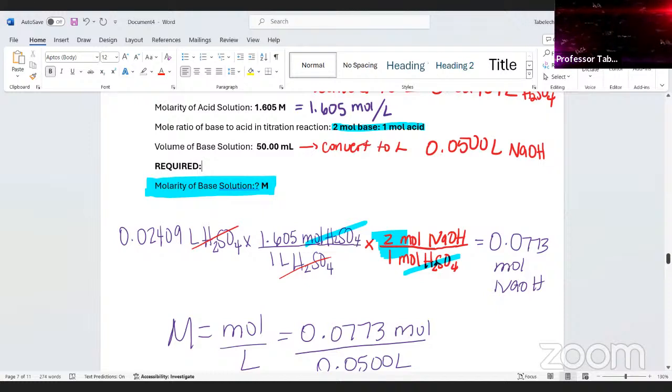So you can cross out the units you no longer need. I replace the M with moles per liter, because that's what molarity units are, moles per liter, or the big M. So I cancel out my liters, as you can see.